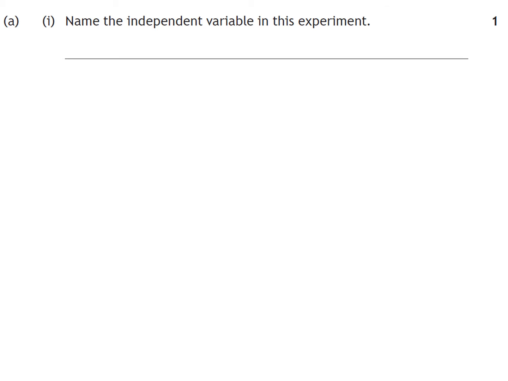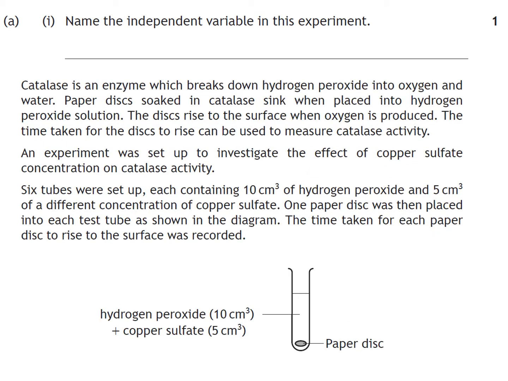Name the independent variable in this experiment. Okay, the independent variable is the thing that you change. The thing that we changed was the copper sulfate concentration.